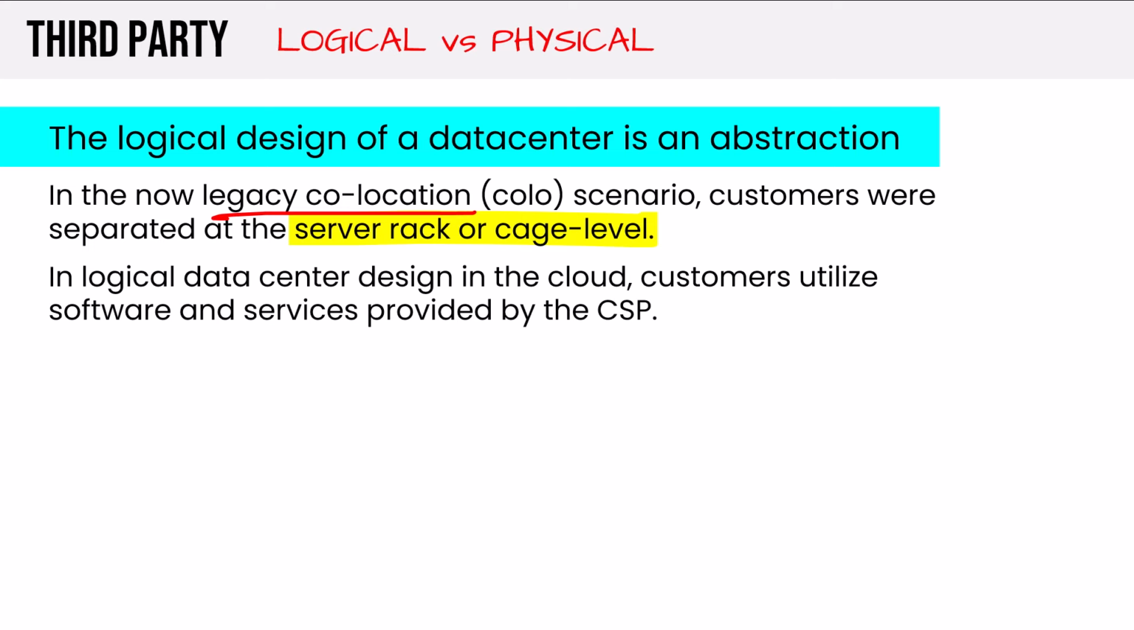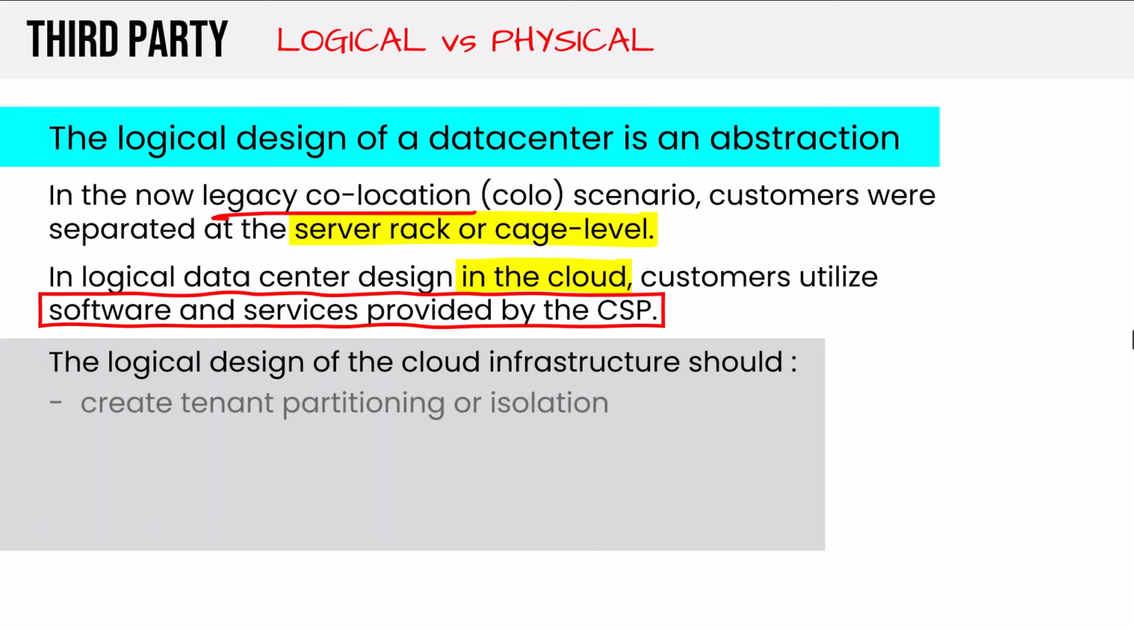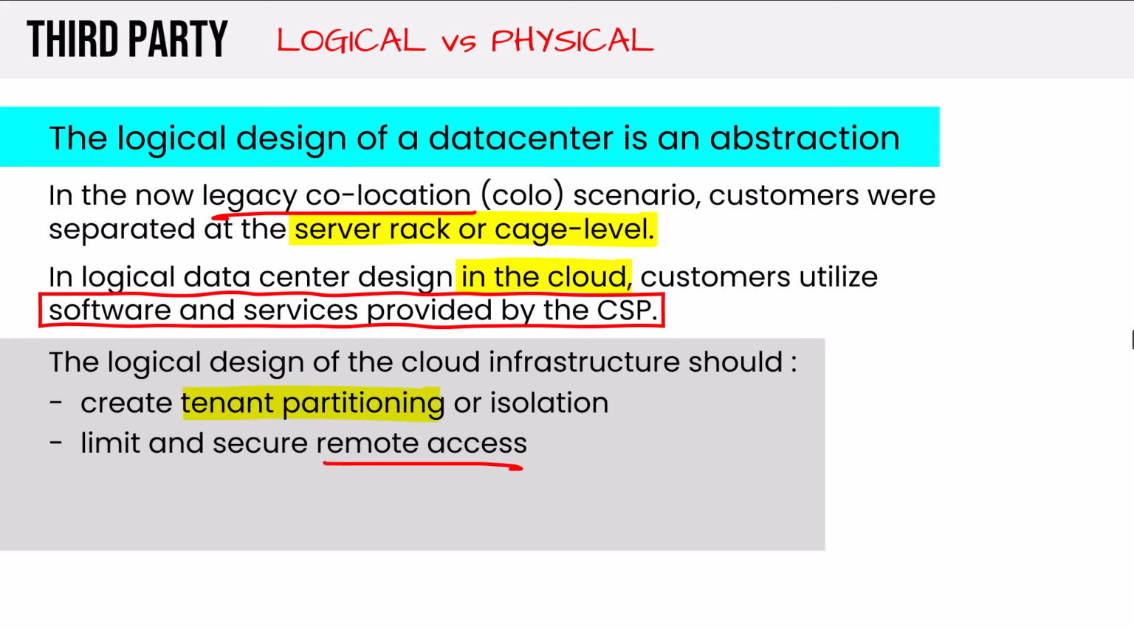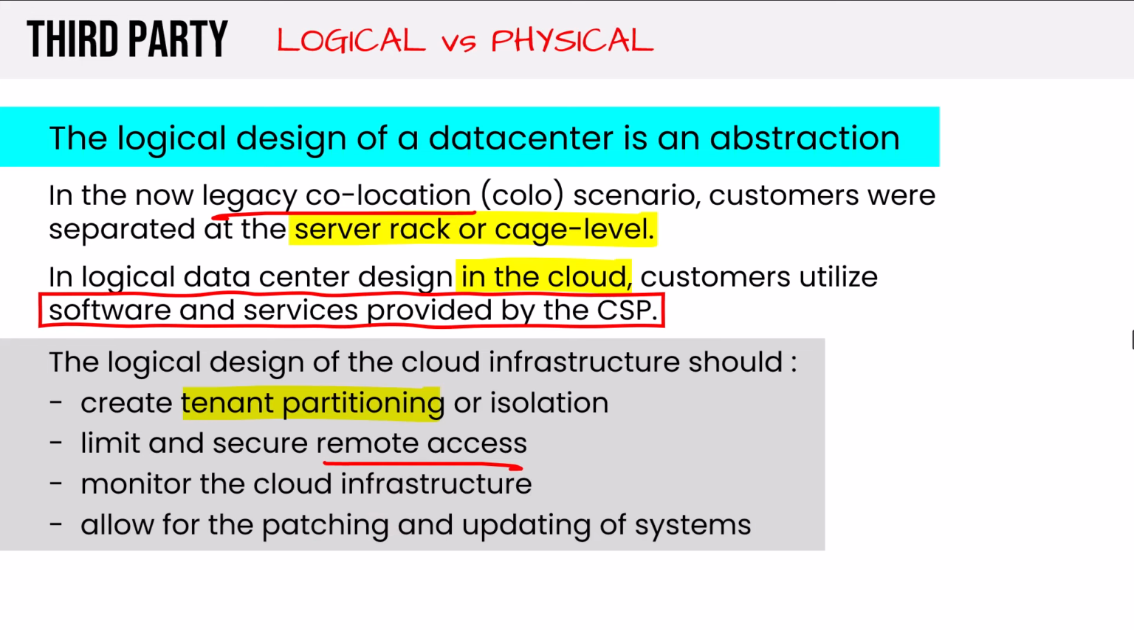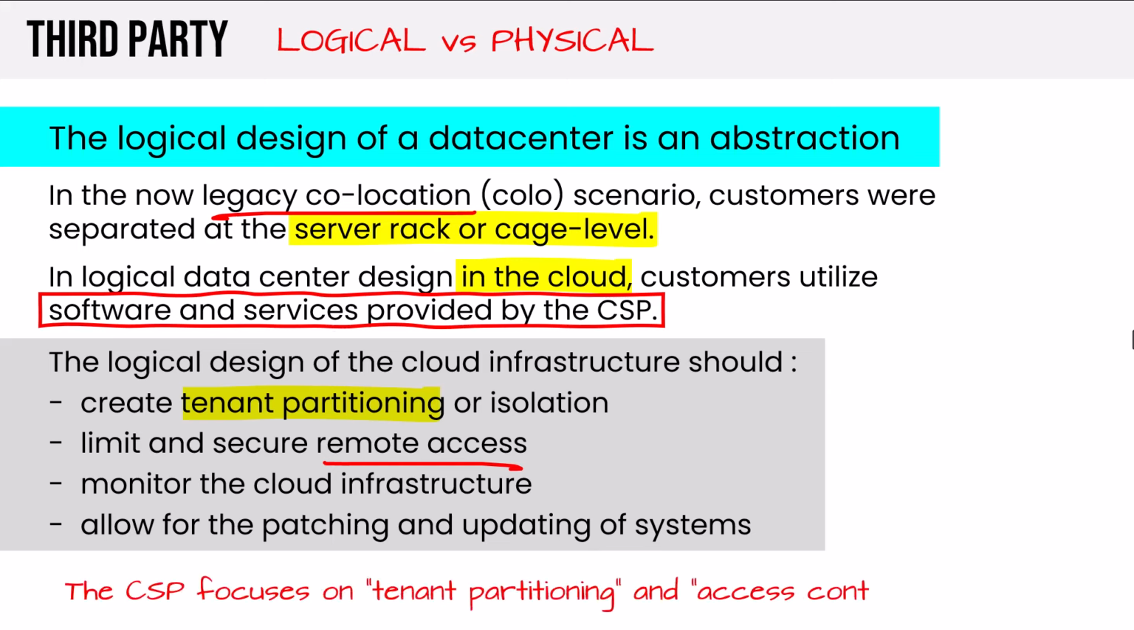So in a logical data center design in the cloud, customers utilize software and services provided by the CSP. So the logical design of the cloud infrastructure should create tenant partitioning or isolation, should limit and secure remote access, monitor the cloud infrastructure, and allow for the patching and updating of systems. So the CSP here is focusing on tenant partitioning and access control in the logical sense. Because that infrastructure underneath our logical, all the physical servers, network, storage, etc. is multi-tenant, it's shared. So let's talk about that word, multitenancy.